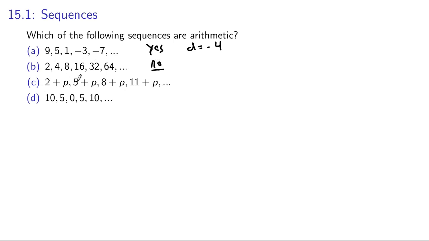Here the distance between these, when we subtract, the p's will go away. 5 plus p minus 2 plus p will be 5 minus 2, p minus p, which is 0, and 5 minus 2 is 3. Here, 8, 5, 3, 3. The distance is 3 between them all, so the answer is yes, it's arithmetic. Here the distance is -5, -5, 5, 5. Actually, I said that backwards. So it goes down 5 twice, up 5 twice. This is not arithmetic, because it's not the same number for all of the entries.